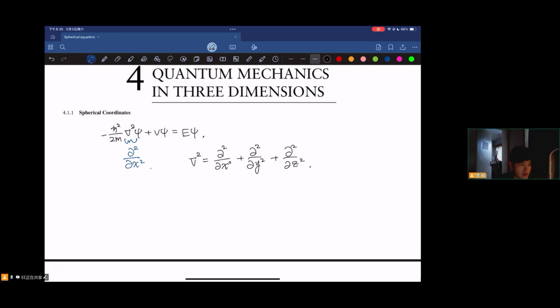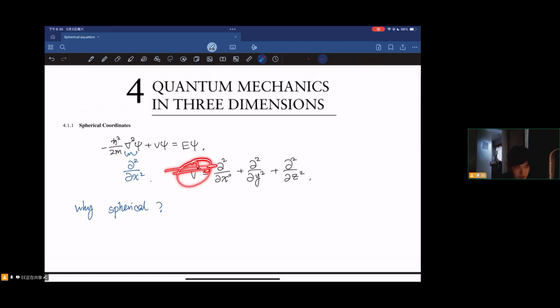Okay, but we only concern ourselves with the spherical case. But why? Why spherical? Think about this. Making it spherical looks like it won't make our life easier, because the spherical Laplacian is a little complicated, right? So why are we so interested in spherical?